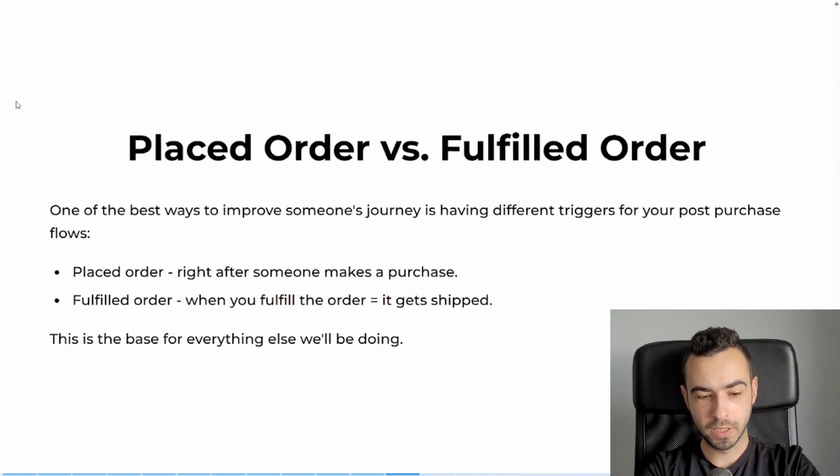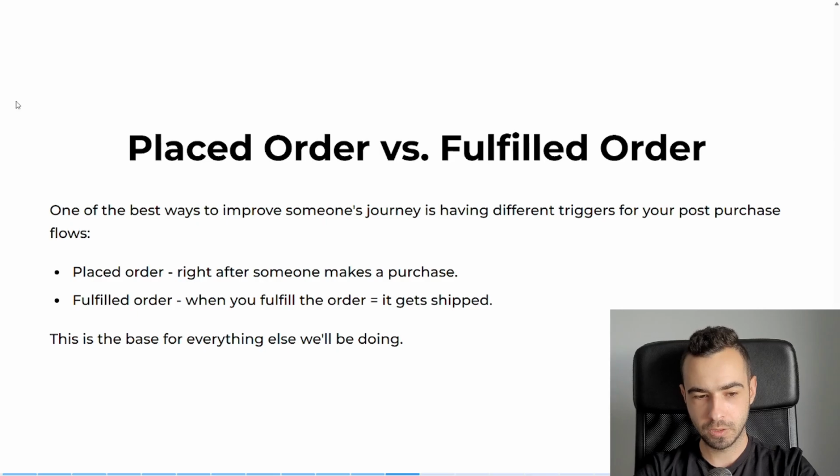Now, one more important thing, I promise, before getting into the actual structure, is differentiating the placed order metric in Klaviyo and fulfilled order. Because one of the best ways to improve someone's journey is having triggers for your post-purchase flow. Having those two metrics instead of just one. Most brands just go with placed order, which is okay, but having both of these is better, and you'll see why in just a second.